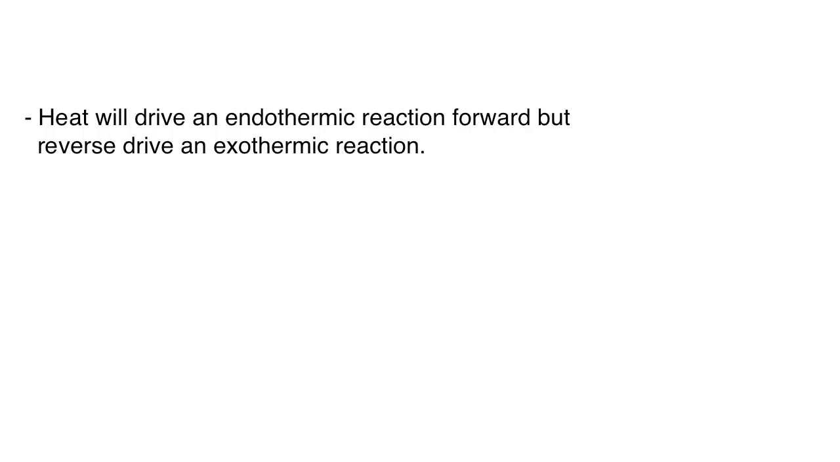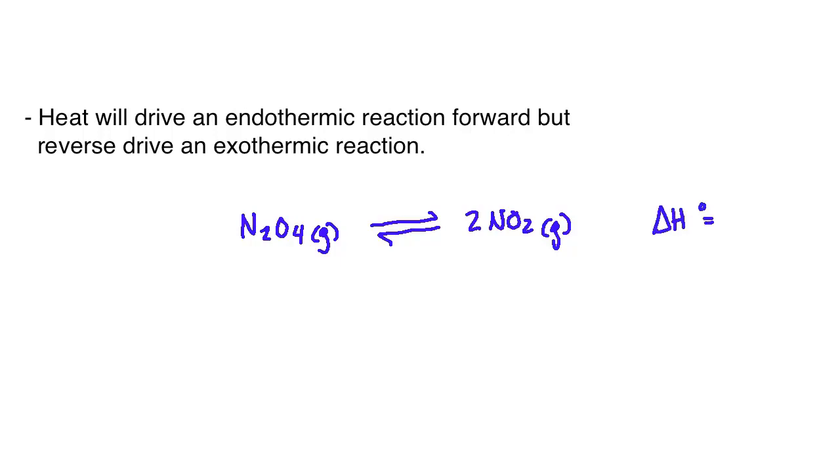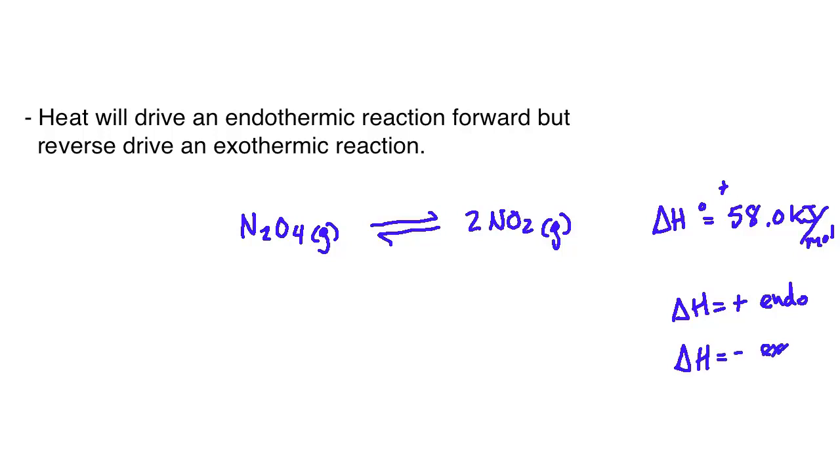So the way to look at this, again, we can utilize the equation that we had before. If I have N2O4 gas, and this goes over to 2NO2 gas, you would need a little bit of your thermochemistry here, which is to say that you need to figure out if your delta H is going to be positive or negative, because that's going to tell you if it's endothermic or exothermic. Well, in the case of this reaction, delta H is plus 58 kilojoules per mole. So remember that if delta H is positive, then it's an endothermic reaction, and if delta H is negative, it's going to be an exothermic reaction.